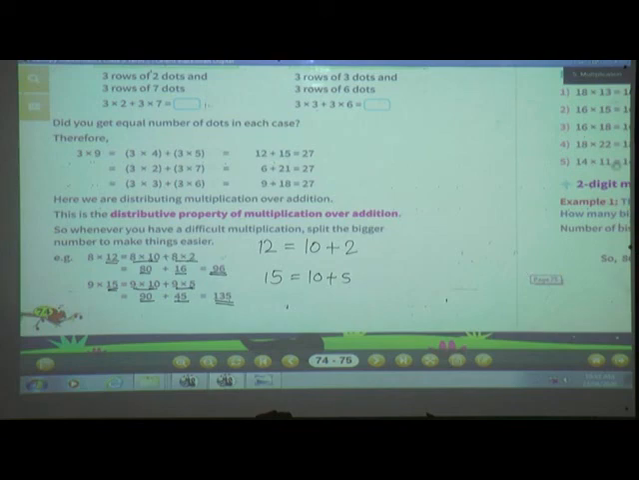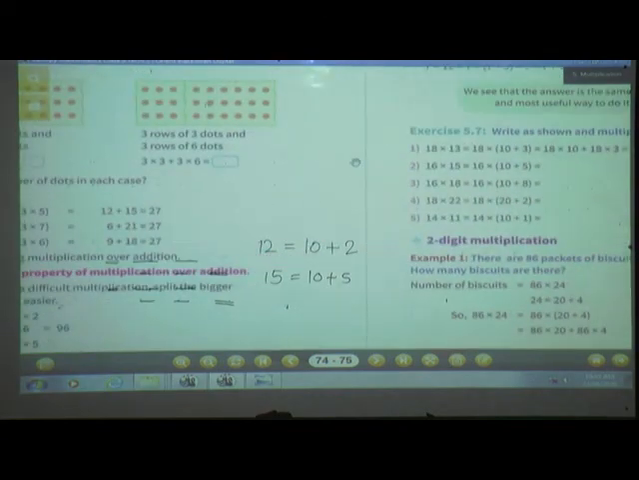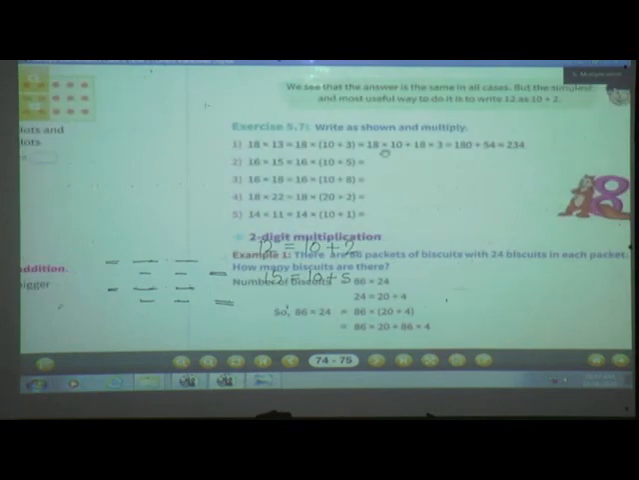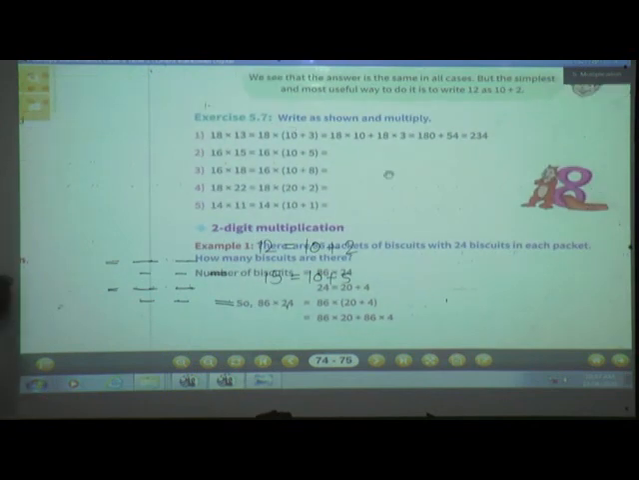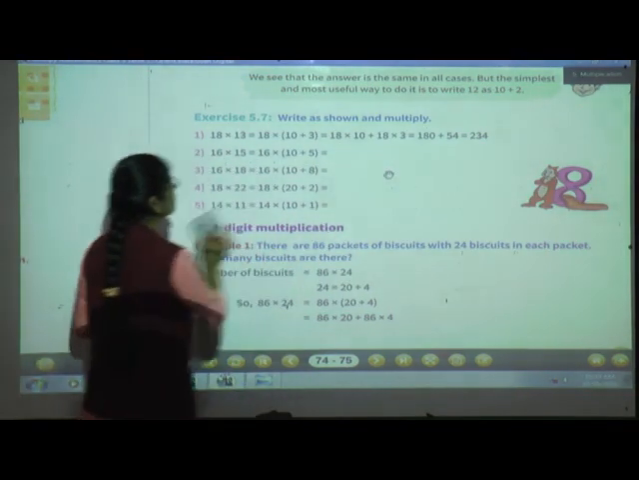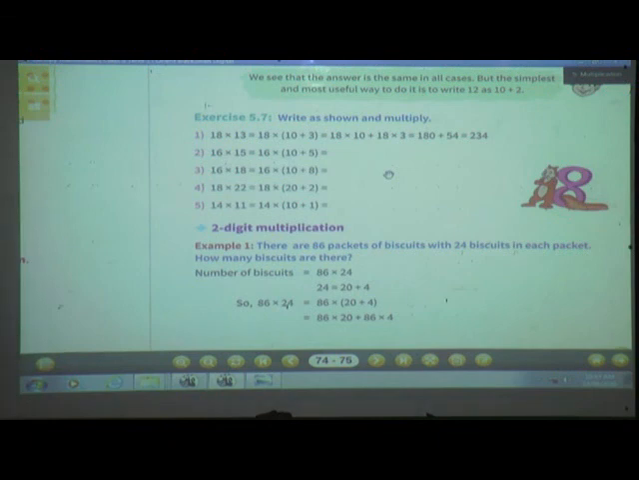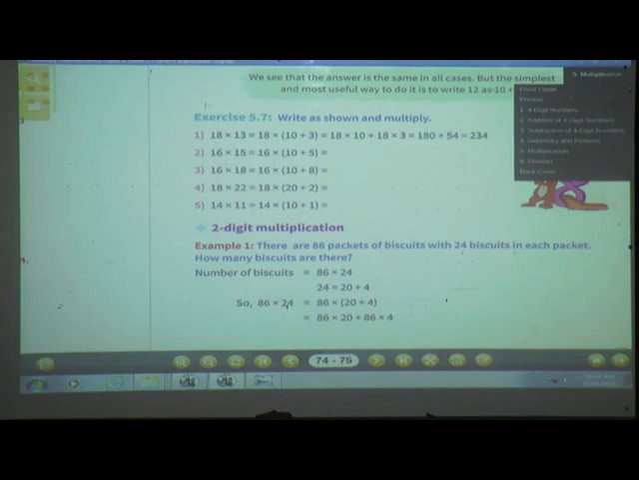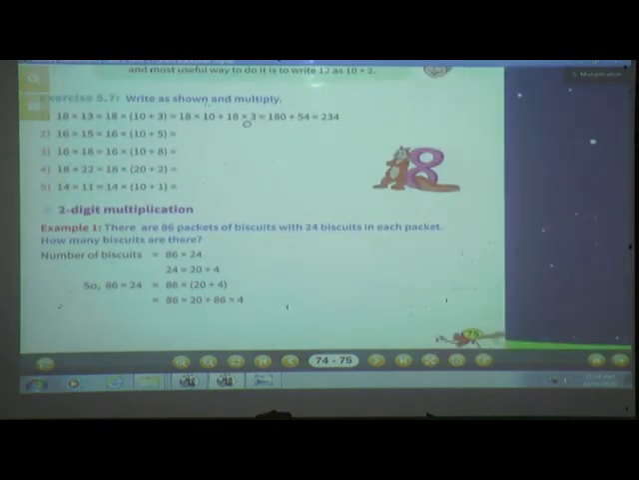Now students, we will solve the next exercise, that is exercise 5.7. See, what is the question? Write as shown and multiply. See the first one. It has already been solved for you. The remaining we will solve now. See the first one: 18 into 13. What do we have to do? 18 into 13. Then what will we do?